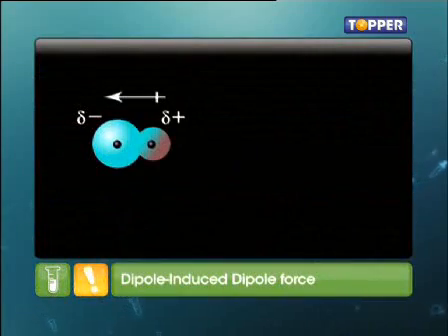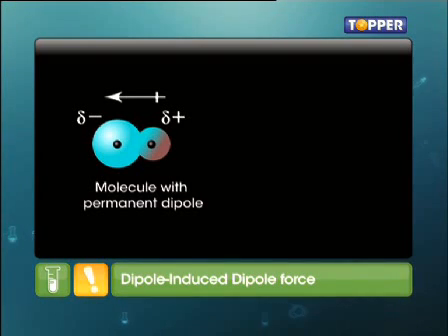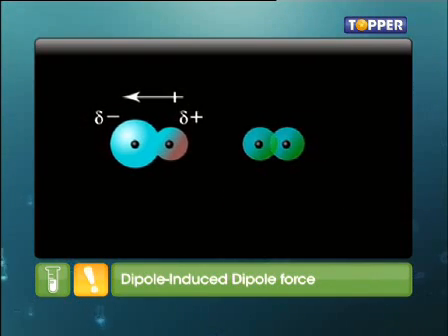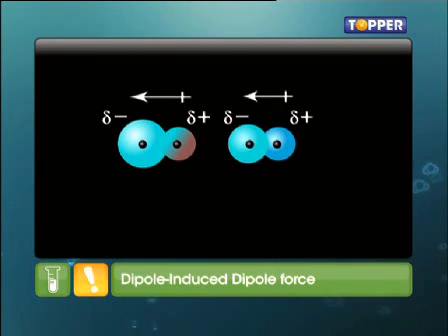We have studied cases where both molecules have permanent dipoles. But what happens when one of the molecules lacks permanent dipole moment? Such molecules are called nonpolar molecules. This brings us to the second type of van der Waals force, known as dipole-induced dipole force. When a polar molecule with permanent dipole is brought in the vicinity of a nonpolar molecule, it distorts its electron cloud. This means that a dipole moment will be induced in the nonpolar molecule. This type of force is called dipole-induced dipole force.